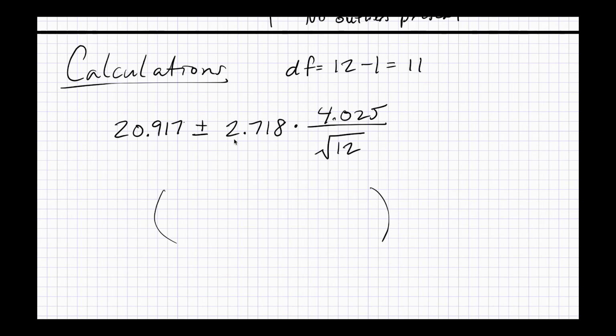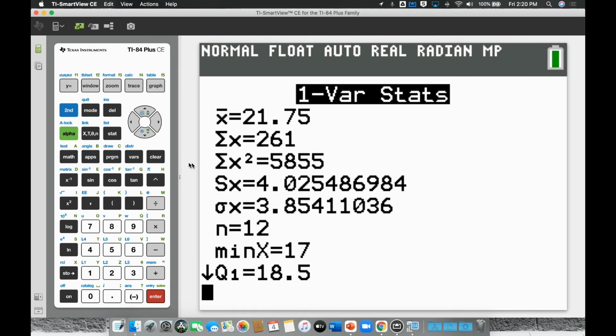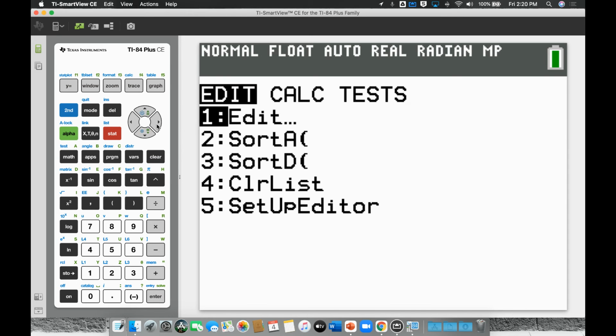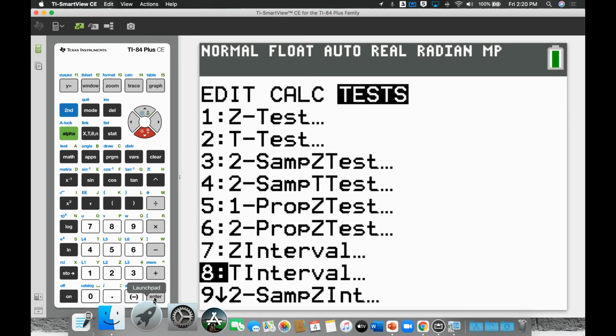You could crunch those numbers, or we could just go to the calculator. It's probably easier to use the calculator since we have that capability. Press stat, and then we're going to go over to tests. Which one are we going to choose? It's under the tests category. Then which one? T interval, just like we did yesterday. Good.